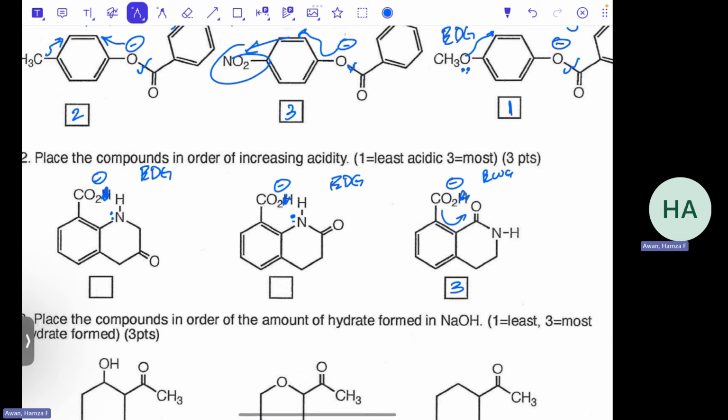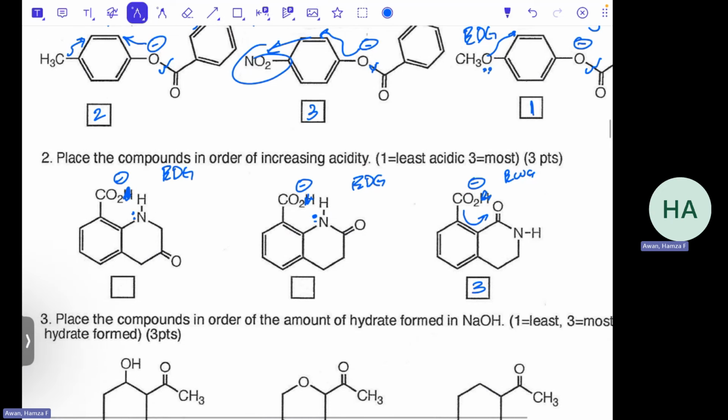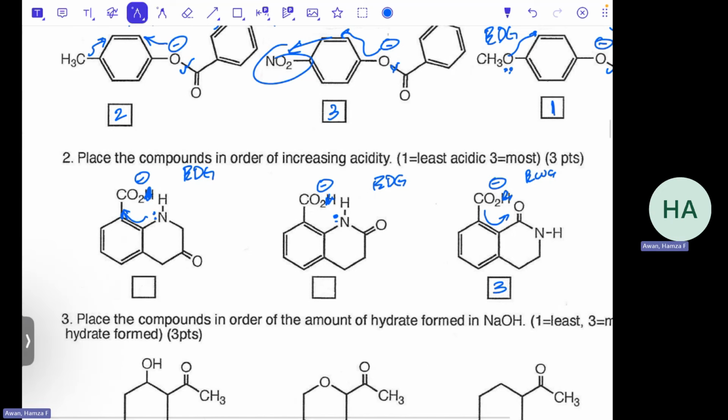And then now we have to decide between the first structure and the second structure being acidic. Our first structure is going to be donating electron density towards the CO2 minus. What that's going to do on both structures is cause the O- charge to be a little bit higher.